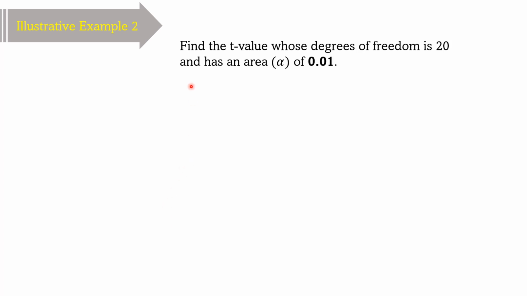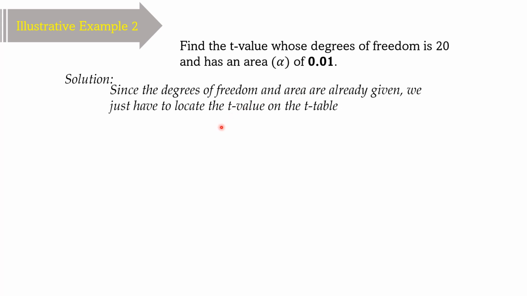Next example. Find the t-value where the degrees of freedom is 20 and the area alpha is 0.01. To solve that, since the degrees of freedom and the area are already given, we just have to locate the t-value on the table.